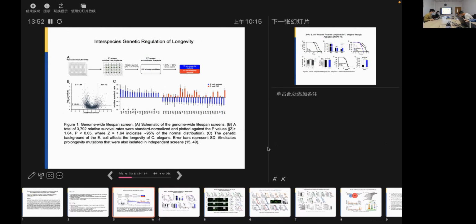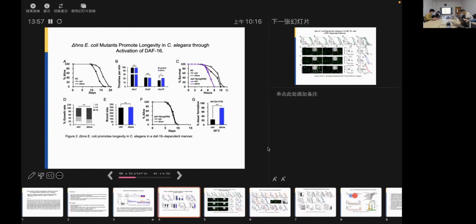Okay, so that was what was missing for me, the bridge from the first to the second. Okay, let's go to the second, please. That's it. Yes.